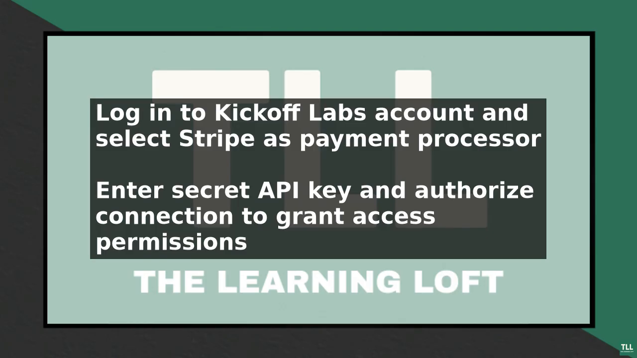After entering your API key, you may be asked to authorize the connection. Click Authorize to grant Kickoff Labs permission to access your Stripe account. Once authorized, your Stripe account will be connected to Kickoff Labs and you can start accepting payments through Stripe.